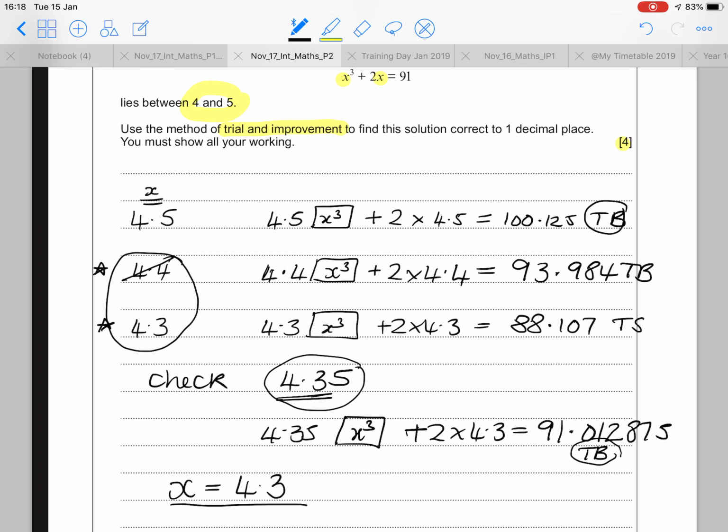That's your 4th mark. That final choice and picking your final answer is the 4th available mark. So you get a mark where the stars are, a mark here for doing 4.35, and then the final mark there for picking the right answer of 4.3.